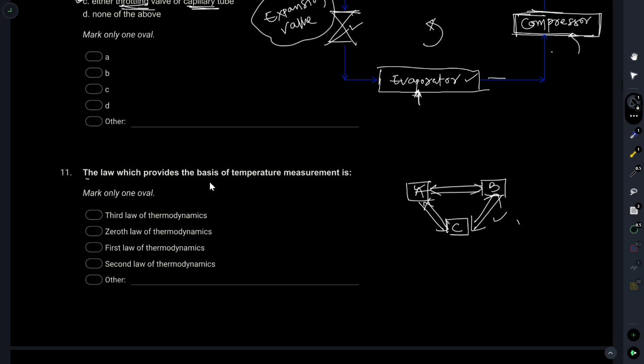So by using this particular law, we are measuring the temperature, right? Temperature measurement devices are basically using this methodology or principle. So option B, the zeroth law of thermodynamics, the second option, will be the correct answer.